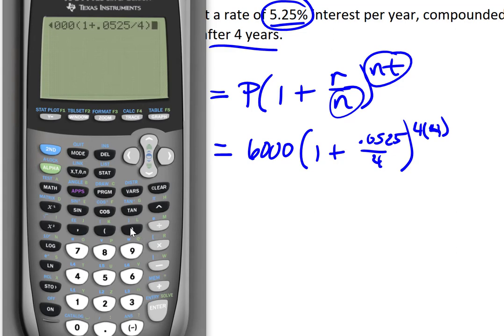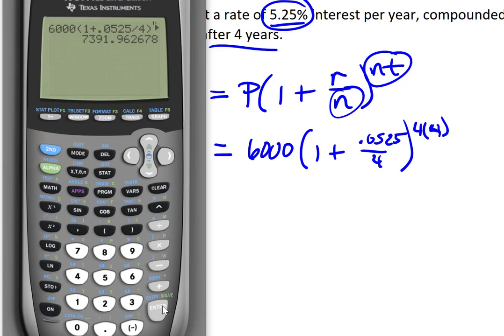Now we're going to close up parentheses, and thanks to the fact that our calculator understands order of operations, the way we have it typed in is fine. You don't need extra parentheses surrounding the 0.0525 over 4 as a fraction. It'll understand and do that correctly before the addition for us. But then outside we have this exponent, so we'll hit to the power of, and then 4 times 4, we'll just turn that into 16, or you could just type in, if you'd like, 4 times 4. Now we'll just hit enter and see a value it computes for us.